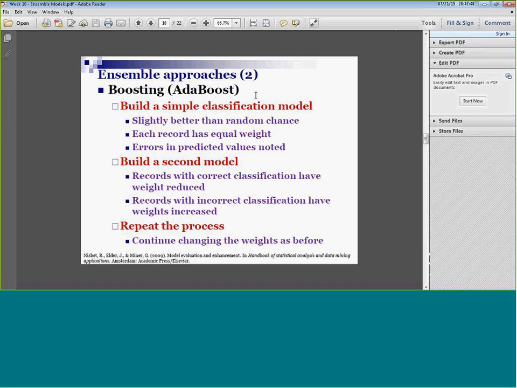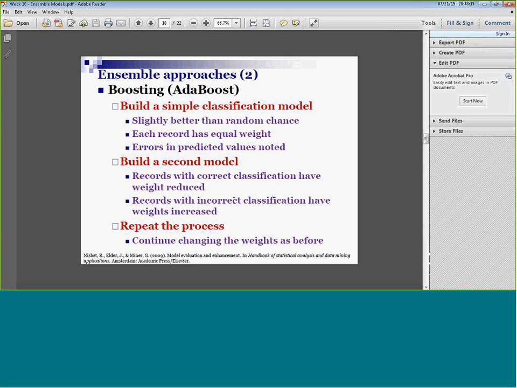Boosting, the second approach, instead of bagging. Build a simple classification model, slightly better than random chance. Each record has equal weight, and errors in predicted values are noted. That's a simple thing we always do, right? Then build a second model. The records that were correctly classified have the weight reduced. The records from the original model that were incorrectly classified have the weights increased.